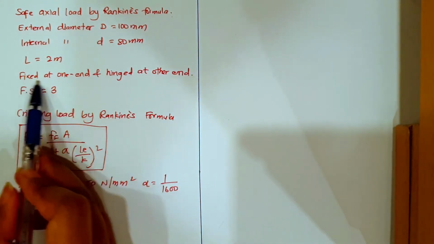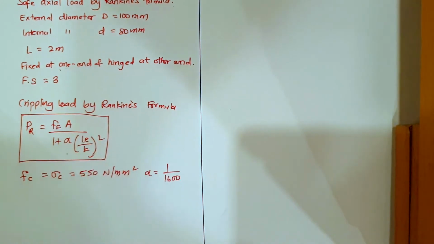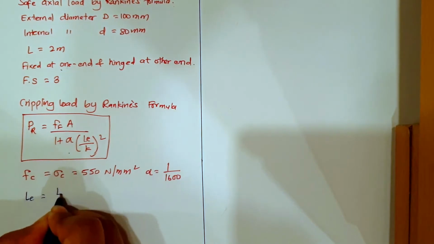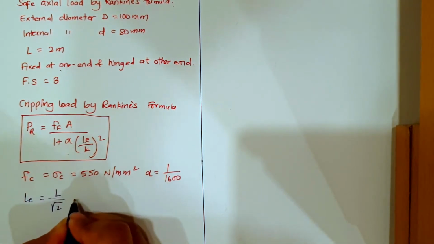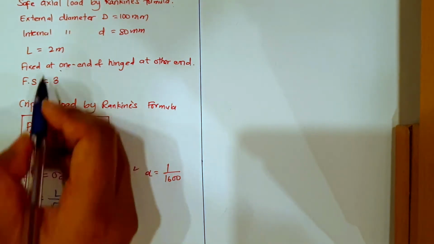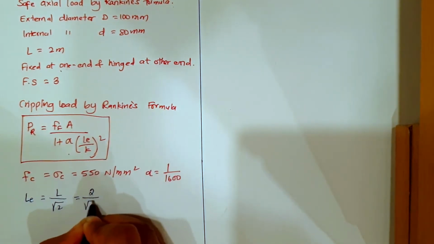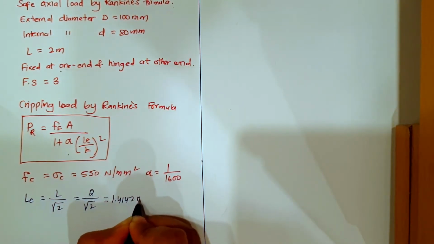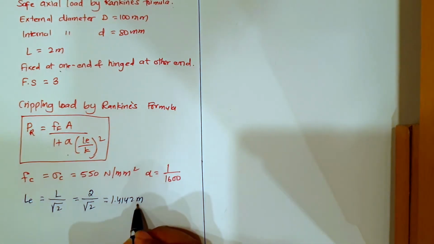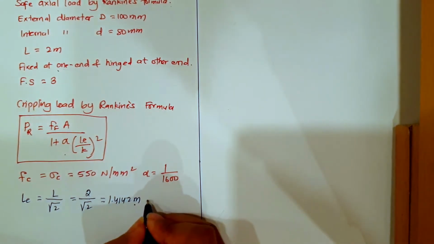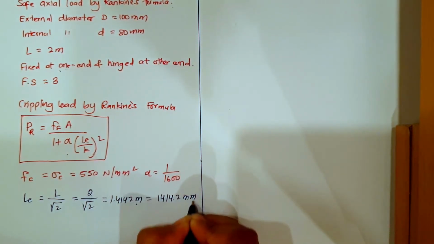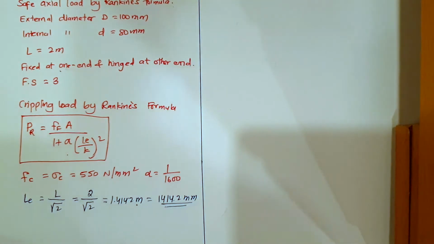The condition is given, one end fixed and other end hinged. So for one end fixed and other end hinged, effective length LE is equal to L by root 2, which will be equal to, length is given equal to 2 meters, so 2 divided by root 2, you will get 1.4142 meter. Now if you convert this into mm, multiply it with 1000, and you get 1414.2 mm. So this is the effective length.